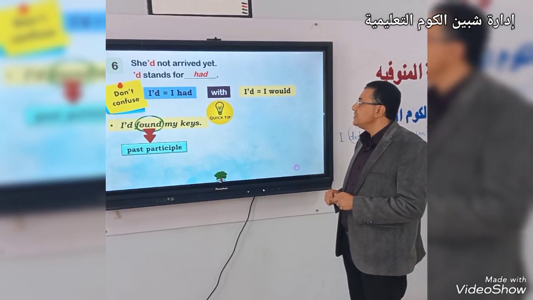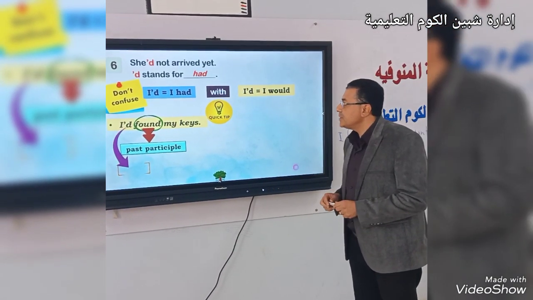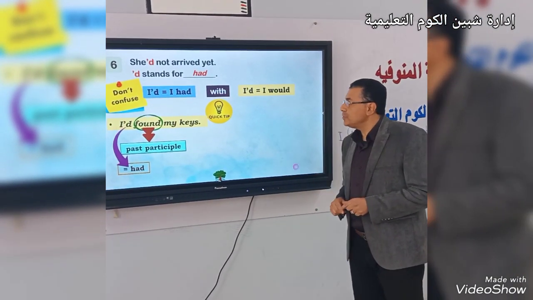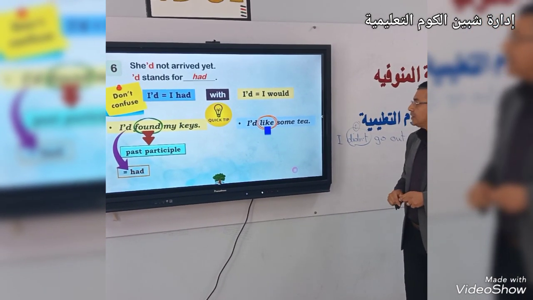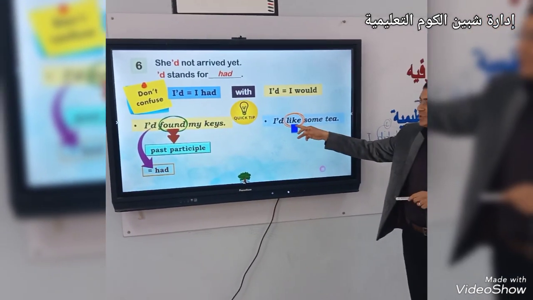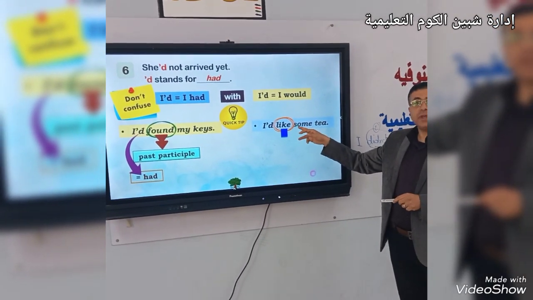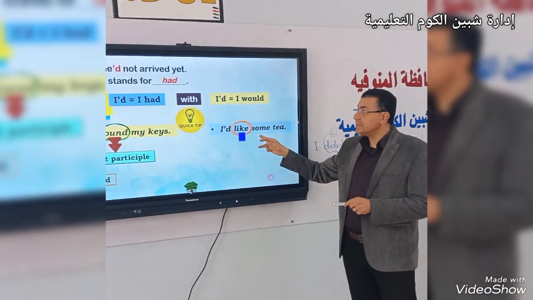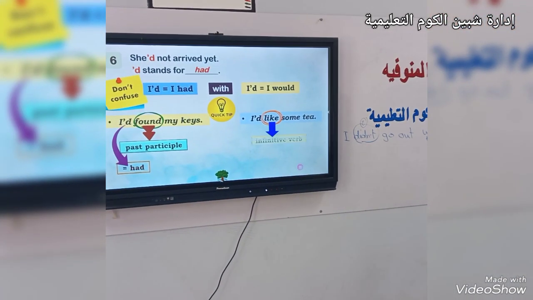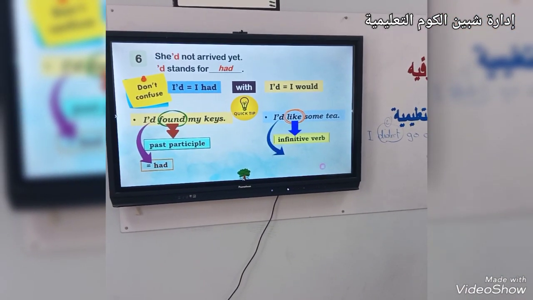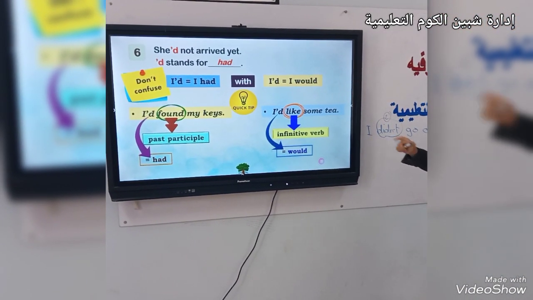I'd found my keys. This is a past participle because it is followed by a past participle. I'd like something. Look here, apostrophe D here is followed by the infinitive form. So it is would, not had. This is an infinitive form and it is would.